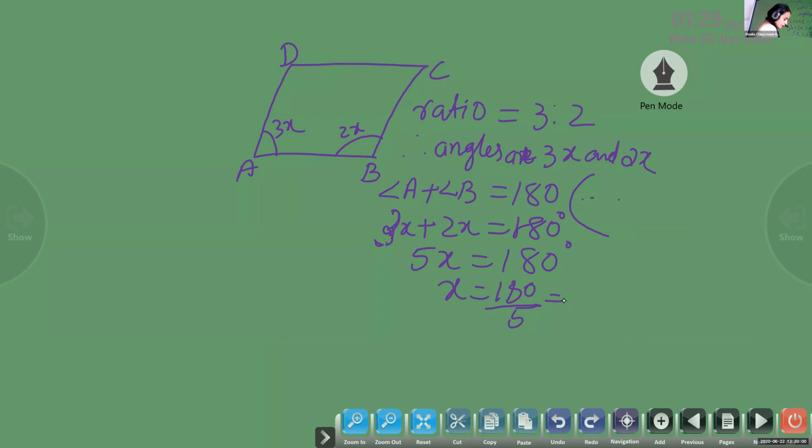180 by 5, how much you got? 36. Okay. Now we have to write the angles. Angle A equal to 3x.